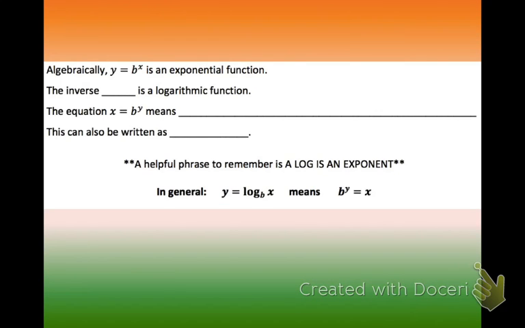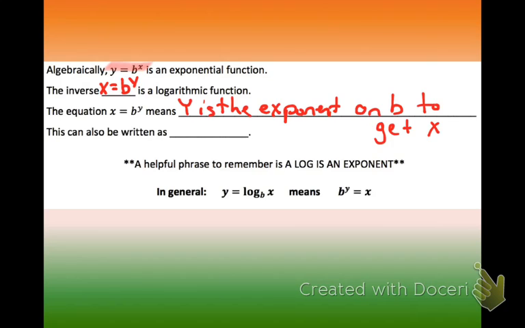Algebraically, y equals b to the x, which you're also going to have to write down, is an exponential function. The inverse, which if we switch them around is x equals b to the y, is a logarithmic function. The equation x equals b to the y means y is the exponent on b to get x. So they're saying, what do you raise it to get that other number?